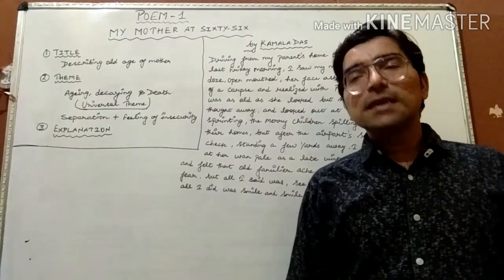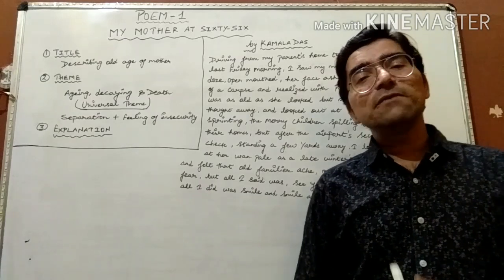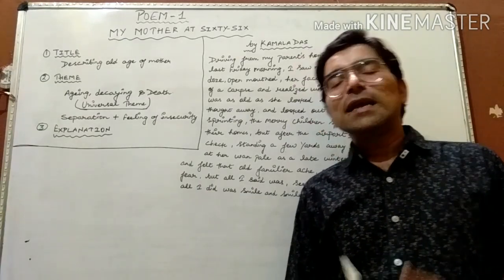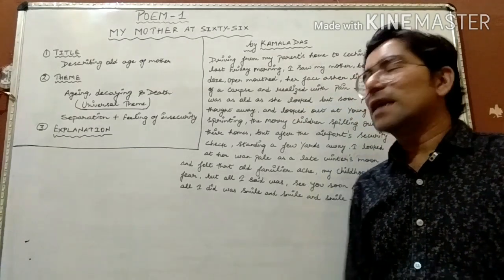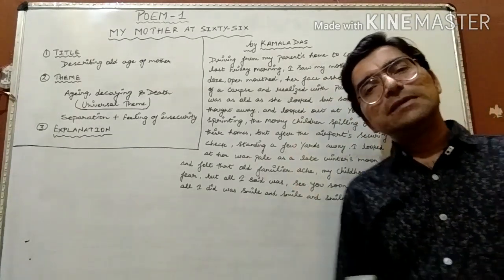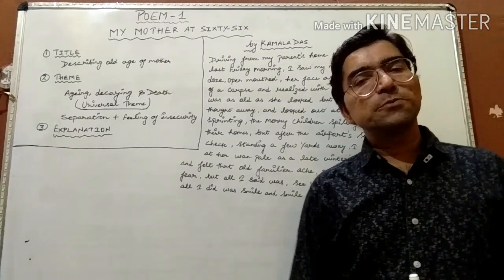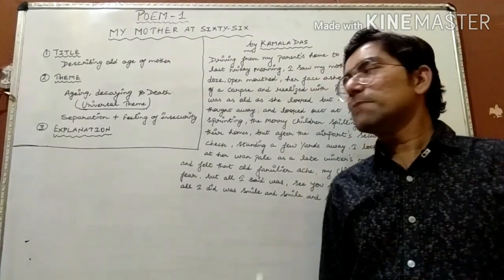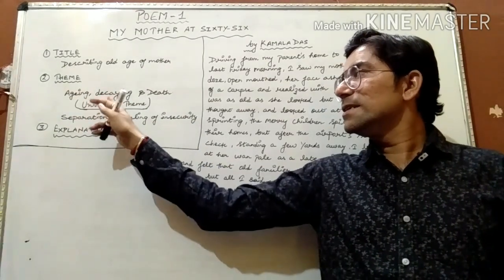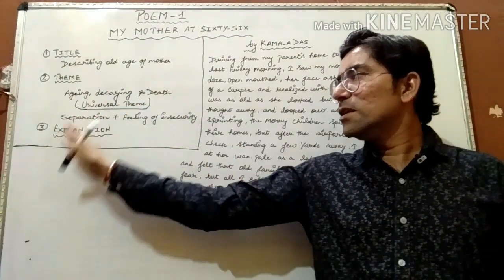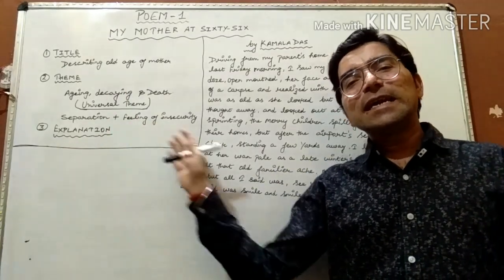Now the second is the theme. Now this poem has two themes. First one is the universal theme, and the second one is the theme that is applicable to this poem itself. Now what is the universal theme that is applicable to this poem? The universal theme that is applicable to this poem is aging, decaying and death. You all must be familiar with these three words: aging, decaying and death.